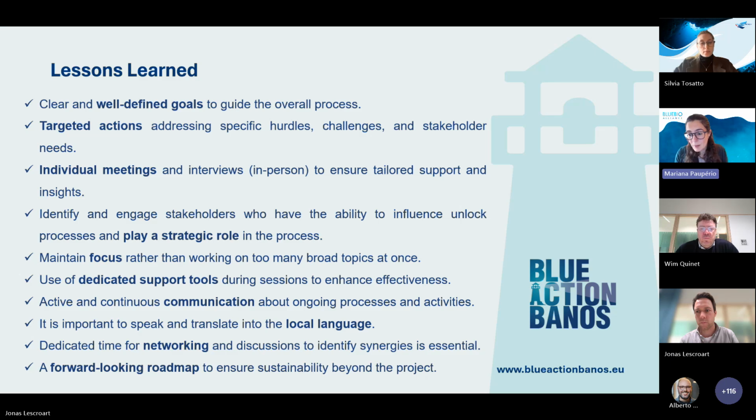So to conclude my presentation, a roadmap, a vision for the future, and concrete guidelines for this community were very important in our case, to make them work beyond the project.